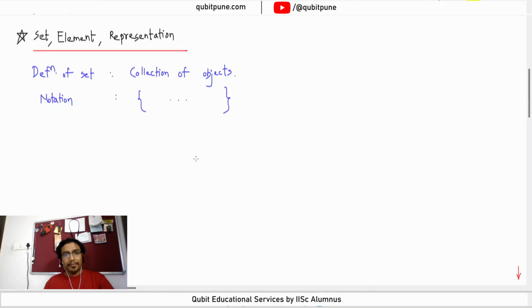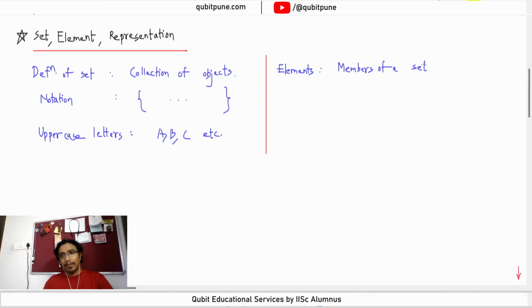The elements come here. And the letters that we use for a set are generally uppercase letters. Uppercase Roman letters are used for representing sets, A, B, C, etc. And the members of a set are called elements. And what notation do we use when I want to say that this particular element is actually belonging to a set? I'll use this notation.